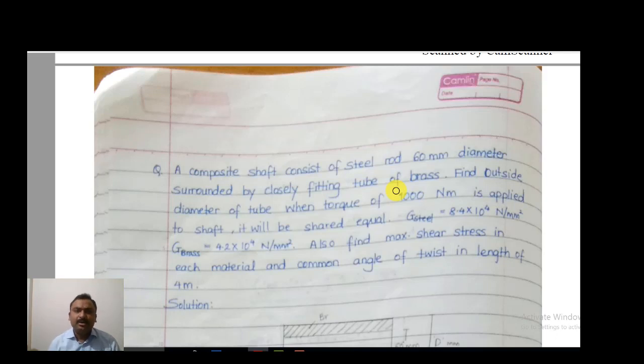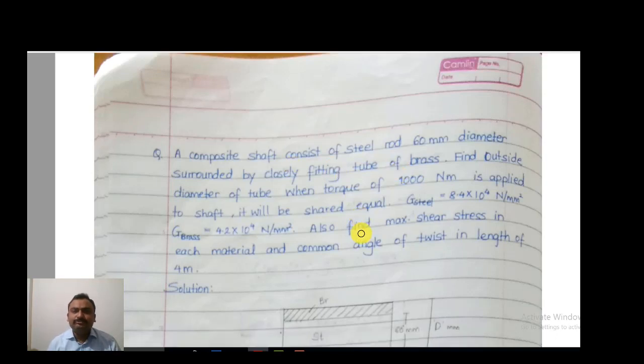Composite shaft consists of steel rod 60 mm diameter surrounded by closely fitting tube of brass. Find outside diameter of the tube when torque of 1000 Newton meter is applied to shaft, it will be sheared equal. Okay, torque will be sheared equal.